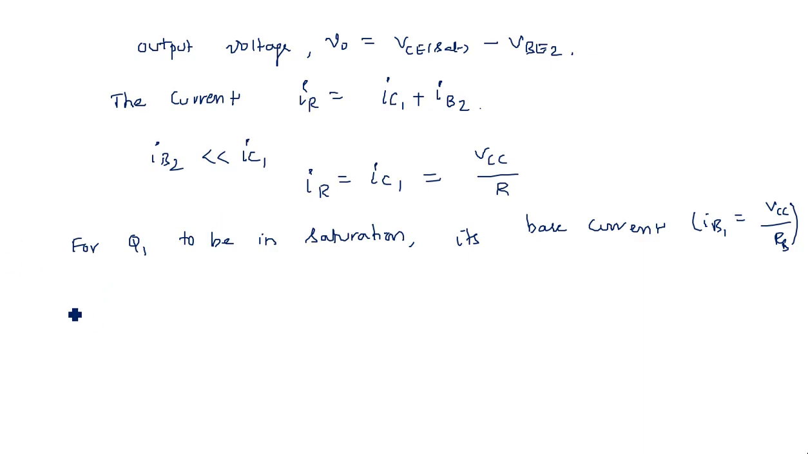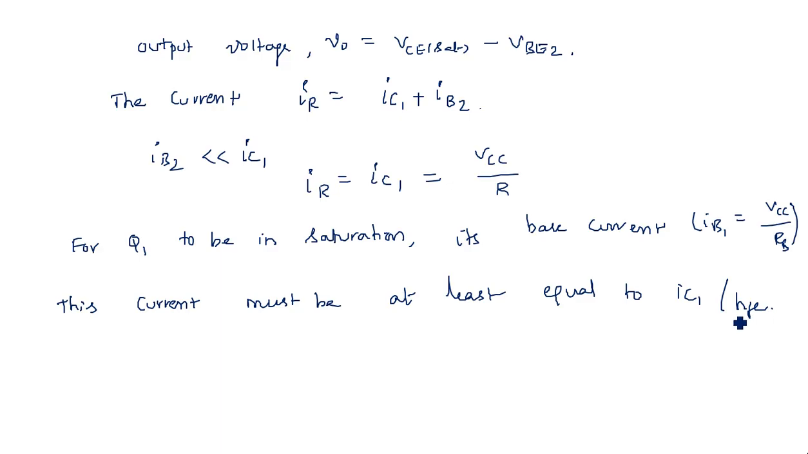It must be, and this current must be at least equal to IC1 by HFE. That is VCC by HFE into R. What is IC1? We have calculated VCC by R. So if you substitute here, VCC by HFE into R.